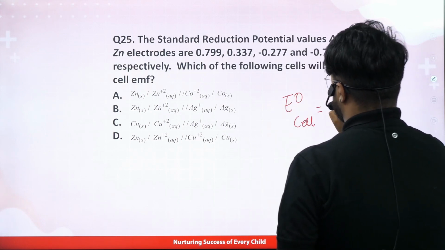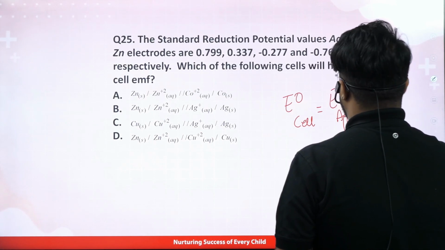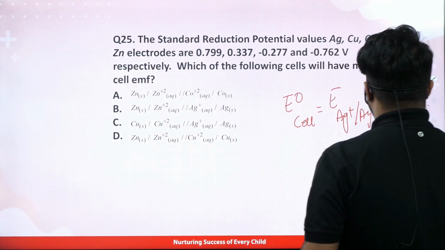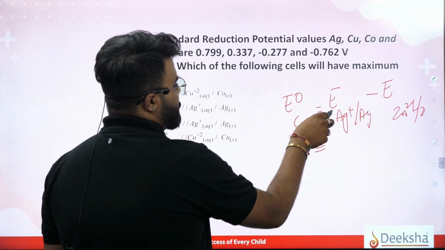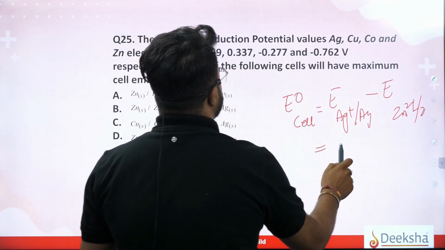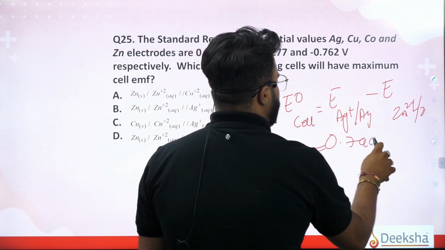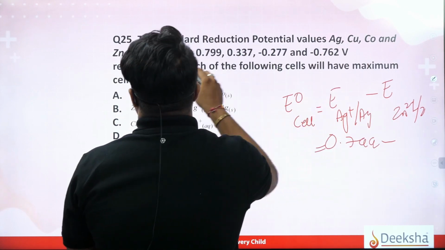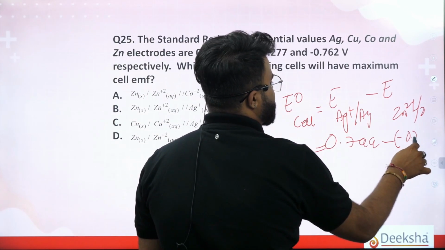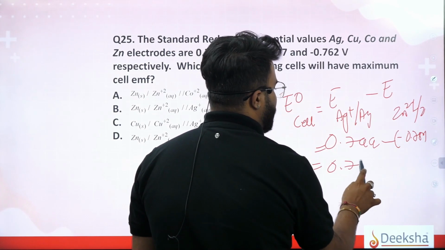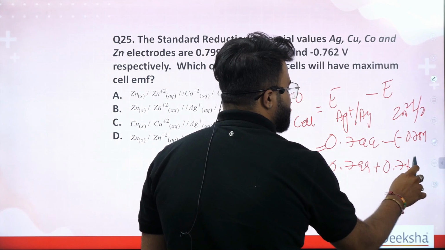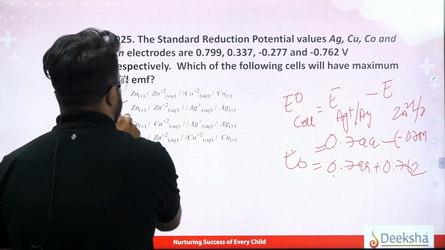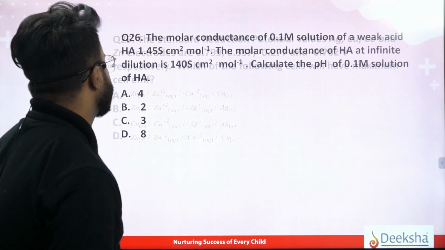So E naught of the cell is equal to E of Ag plus of Ag minus E of zinc 2 plus zinc. So what is this? Ag is 0.799, minus zinc. So minus of minus 0.762. So it is 0.799 plus 0.762. So it is a plus, then the highest will be option B. Okay. Coming back to question number 26.